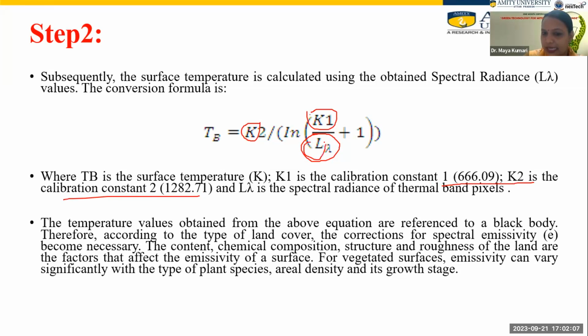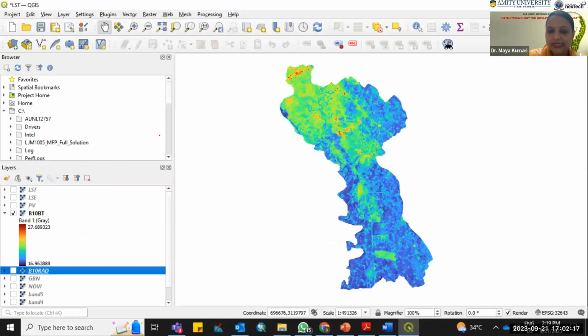This we have already calculated. When we put this formula in the software, we will be able to see the brightness temperature of that particular day, right? So you can see this is a brightness temperature map of that particular area. You can see the brightness temperature of that particular area is 16 degrees minimum and 27 degrees maximum, which we can have on that particular day.